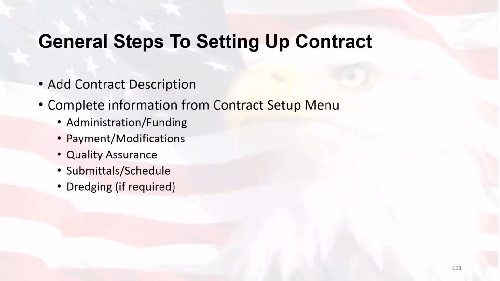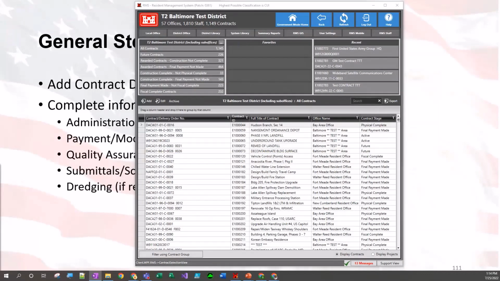General steps to setting up a contract is to add the contract and then complete information from the contract setup menu. We can then go to the administration funding, the payment modifications, the quality assurance, the submittal schedule, and then if dredging is required, we'll also proceed there. All right, and then we have our information listed. From there, we can go ahead and choose add.